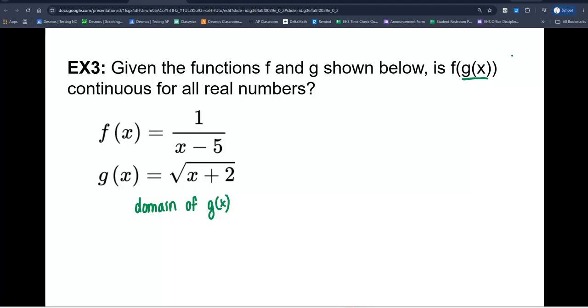We got square root of x plus 2. What are we looking for with the square root problems? The radicand must be greater than or equal to 0. So if we solve that, that means x has to be greater than or equal to -2, right? We could just subtract 2 from both sides.